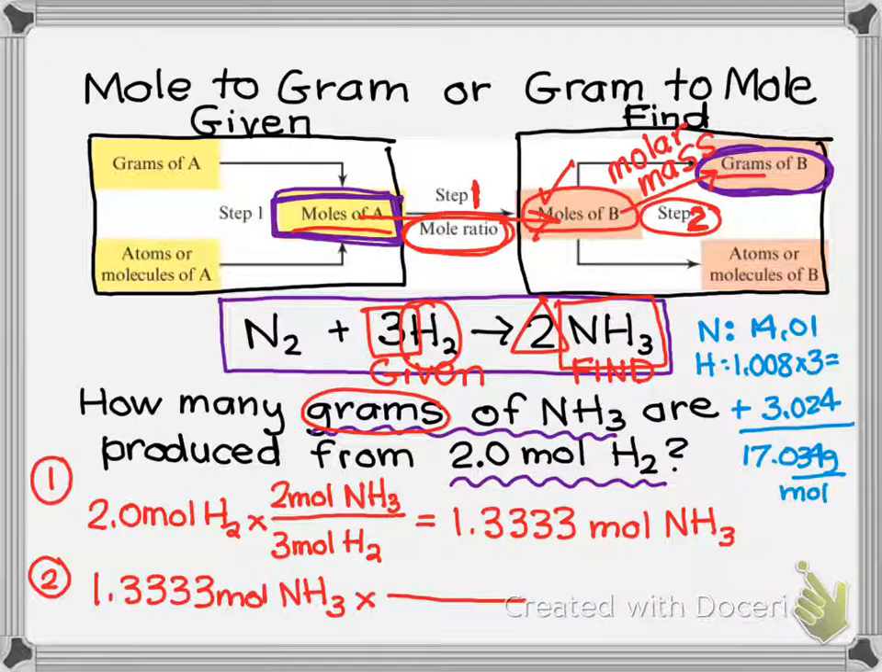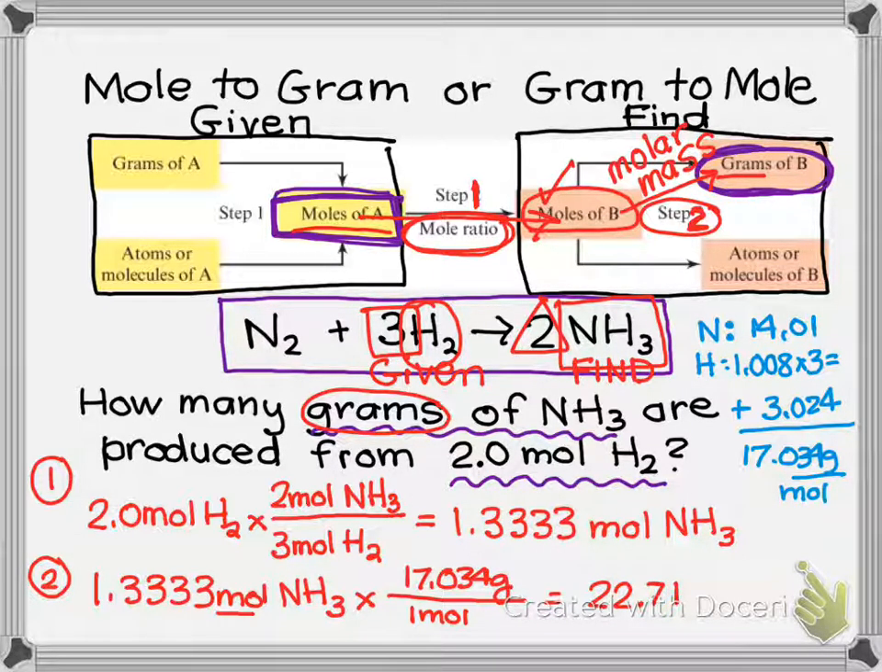Okay, so now let's think about it. Remember, this is not from this chapter. Since I'm given moles, I want the 1 mole on the bottom, and the 17.034 on the top. And so I will take 17.034 times 1.33333, and I get 22.71, and it keeps going.